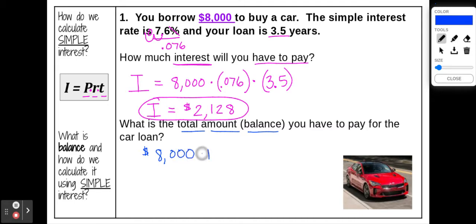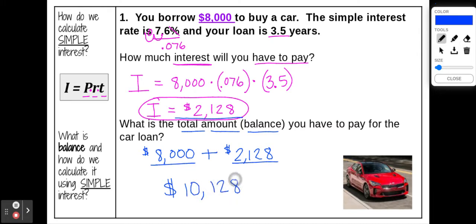But we're also going to have to pay the interest, the extra money that the bank is going to charge us for borrowing the $8,000. So we have to also add on the $2,128. So we have to take the $8,000 that we borrow plus the interest that we have to pay. What is that car really going to cost us? When we add these two together, we get $10,128. That's actually what the car is going to cost us. That's the balance that we're going to owe at the end of the 3.5 years. Not bad.